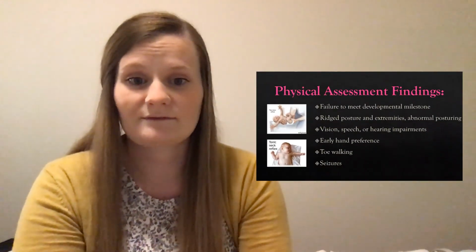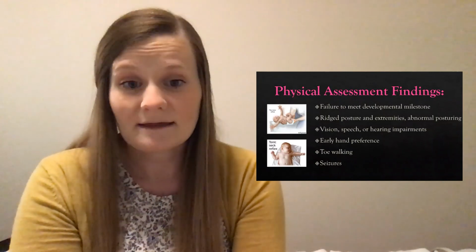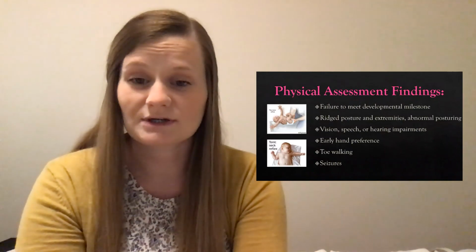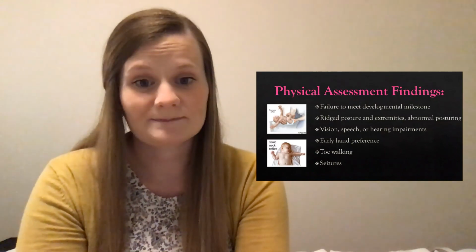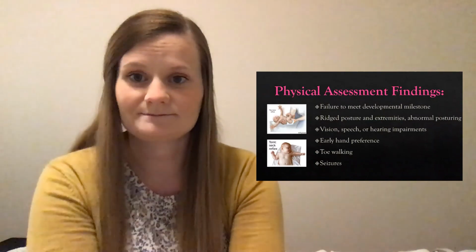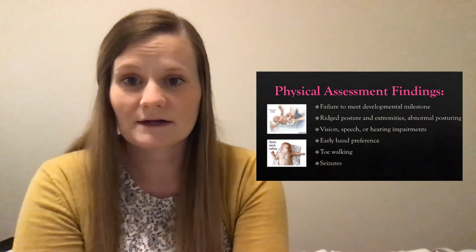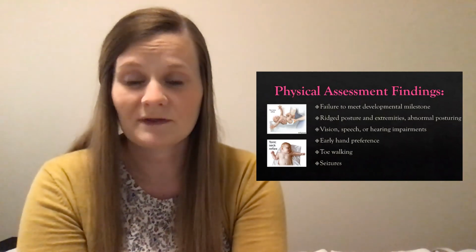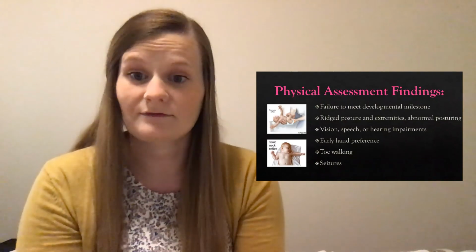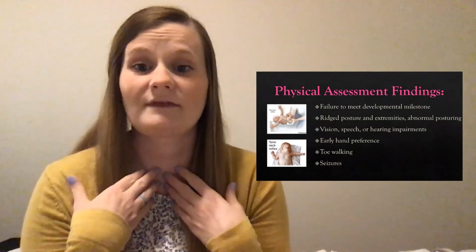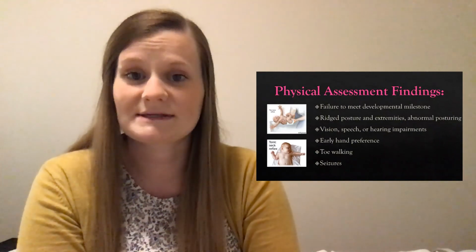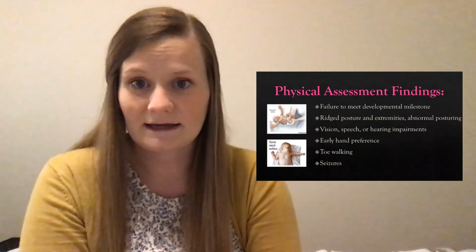The physical assessment findings for the children with CP mainly are failure to meet the developmental milestones. They're going to have rigid posture in extremities and abnormal posturing. So a lot of the times they'll be crossing their legs. A lot of times parents will say that if the child is less than 6 months old, some things that they observe in their child are that their head lags when they go to lift the child up from their arms. Their head will lag, lack of that muscle tone in the back of their neck and the front of their neck. They will be stiff, floppy, and have crossed legs or scissoring of the legs.